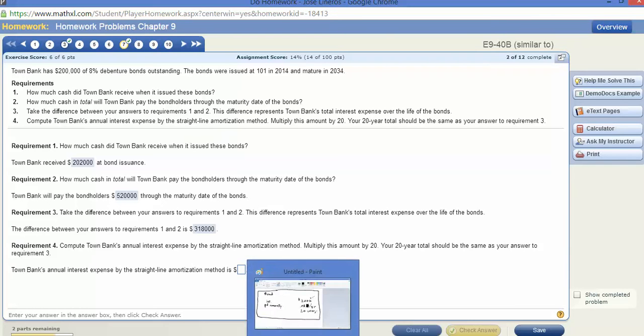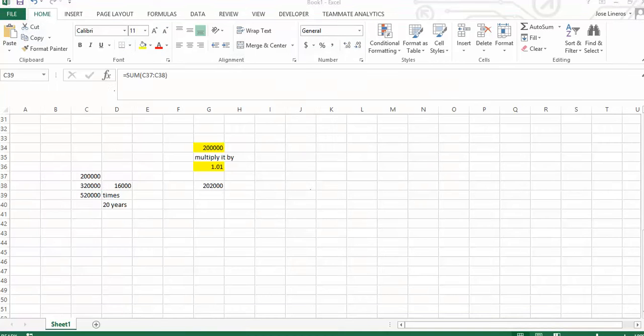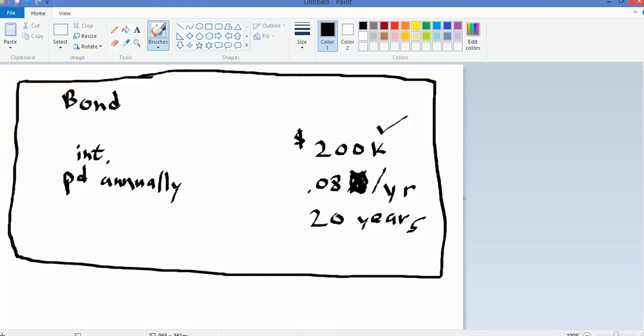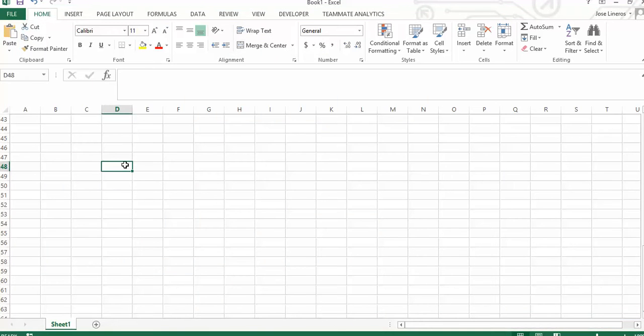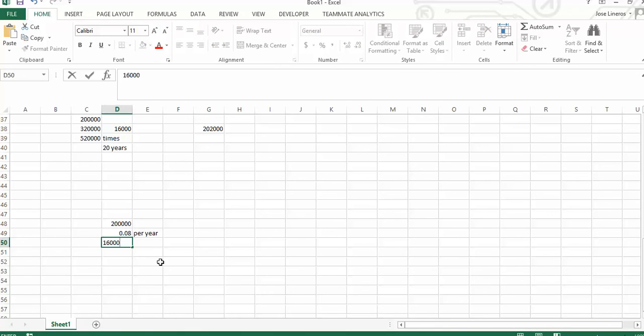Well, right off the bat, we know we're going to pay 200,000 times 0.08. That's per year. And we calculated it up here as 16,000. Okay, so we're going to pay this per year. And we know that's our interest payment, not our interest expense.